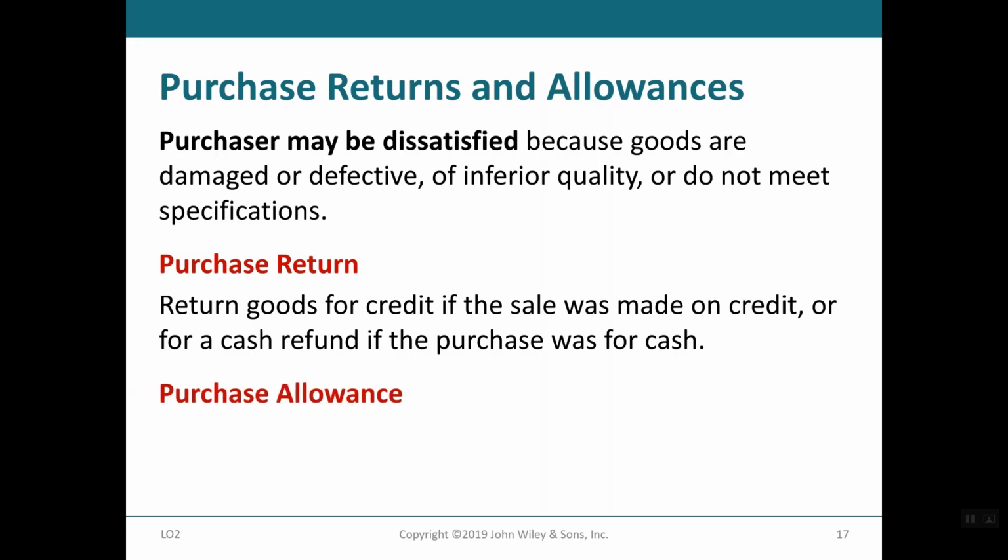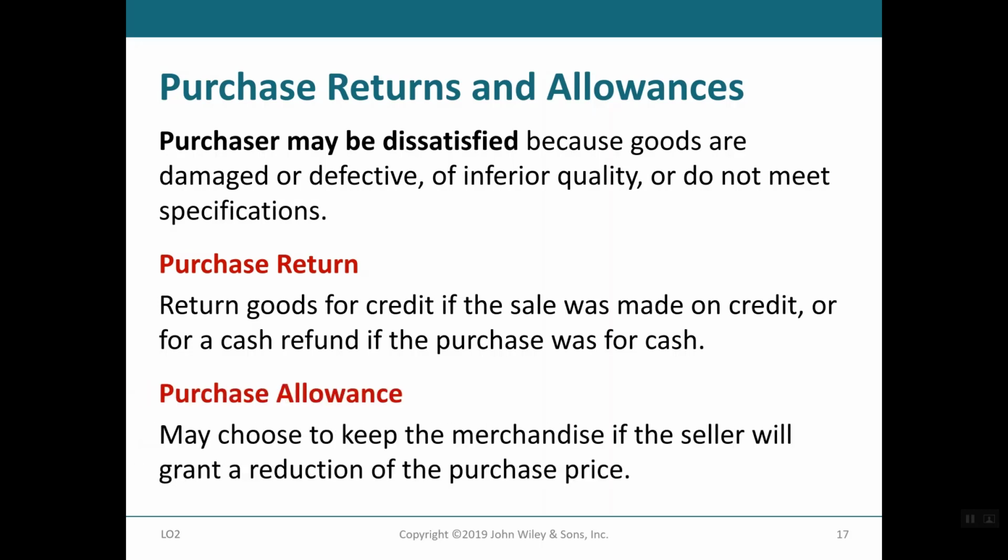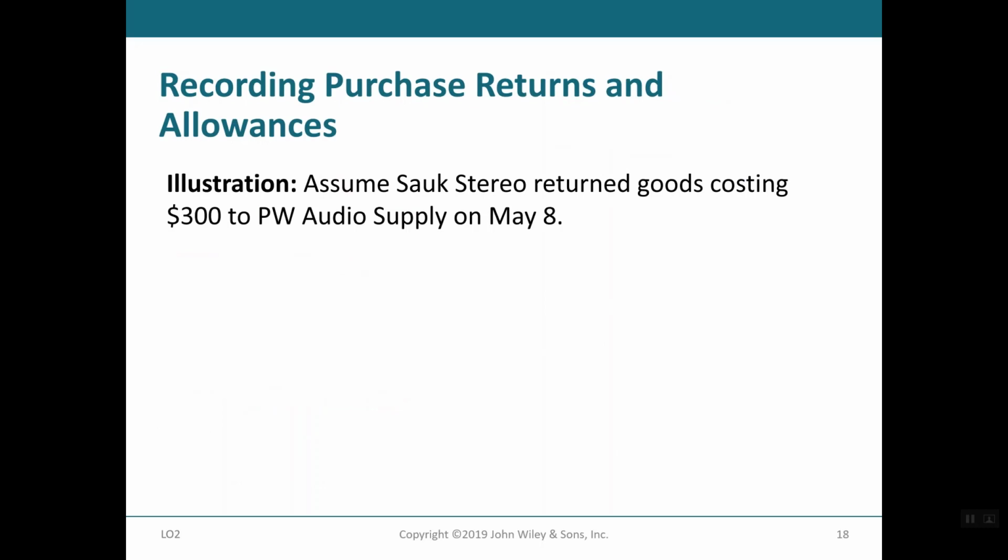Purchase allowance: the purchaser may choose to keep the merchandise if the seller will grant a reduction in the purchase price. Like you go buy something and you feel like it's torn somewhere, or maybe the button is missing. You say, okay, you know what, I can buy it if you're going to give me a discount. And that discount they're giving to you, or that amount they're taking off, is known as the purchase allowance.